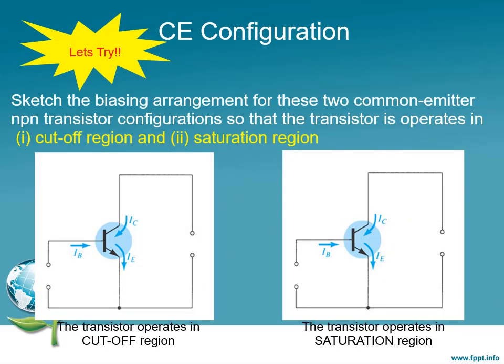Now you can try this question. Sketch the biasing arrangement for these two common emitter NPN and PNP transistor configurations so that the transistor operates in, one, cut-off region, and second, saturation region.